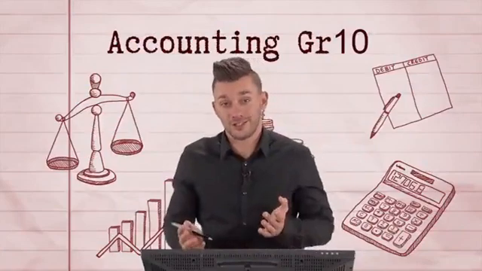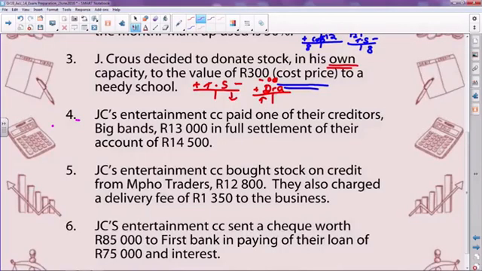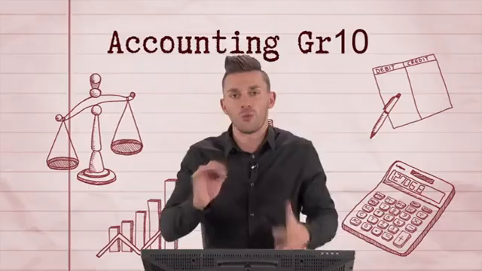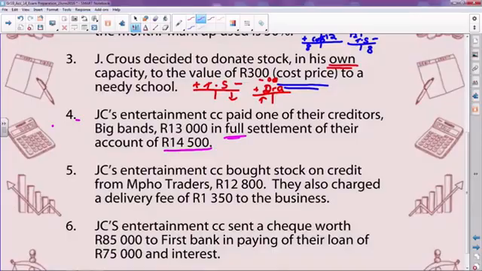Okay guys, let's look at another one. Number 4, JC's Entertainment CC paid one of the creditors, Big Bands, 13,000 Rand in full settlement of their account of 14,500. I'm giving you 1 minute to quickly go and check what happened here, what accounts were affected, what journal will I use. 1 minute starts now.